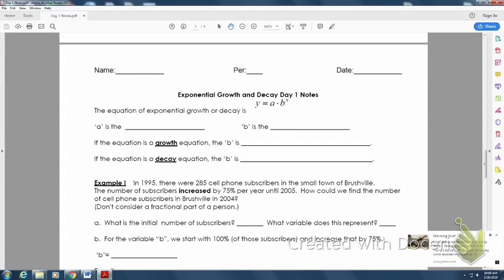So, like we said at the very end of the experiment page, the A value is going to be your initial value. Your B value is your growth or decay factor.